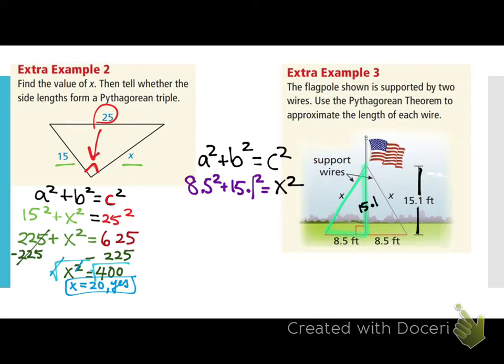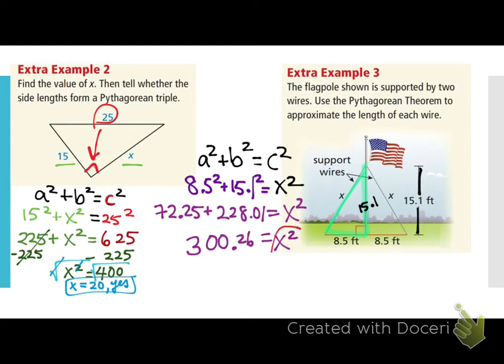What is 8.5 squared? 72.25. And 15.1 squared? 228.01. Add them together. We get 300.26. Last step is to take the square root to cancel out that squared. And what is the square root of 300.26? 17.1 feet.